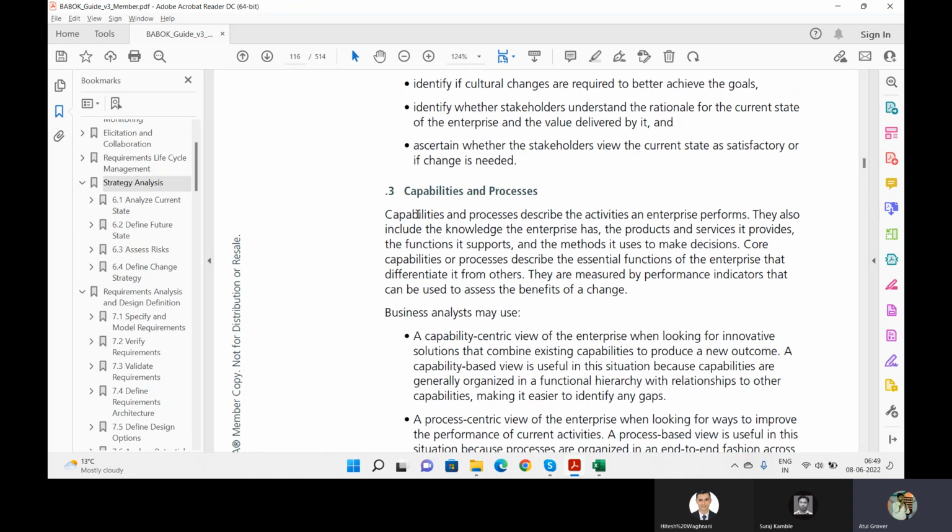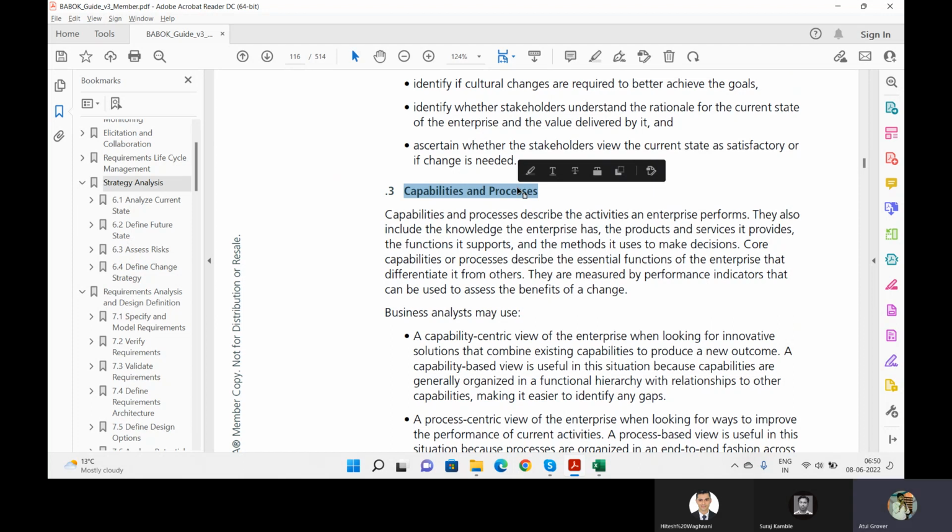Now, capability and the process. When you want to analyze your current state, you have to analyze whether you are capable. Do I have the capability to do this part? Like after completing these ServiceNow trainings, I thought, let me start the BA training as well. I did some analysis on the current state and checked my capabilities. Am I capable to do this part?